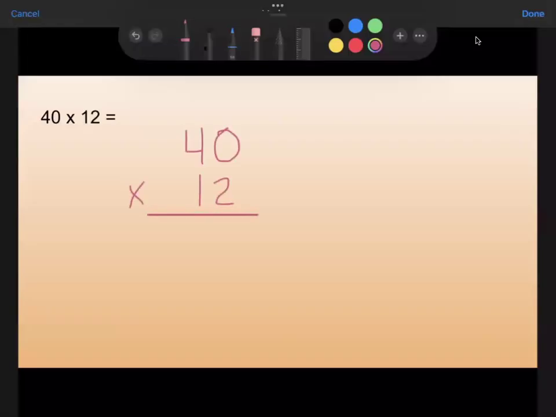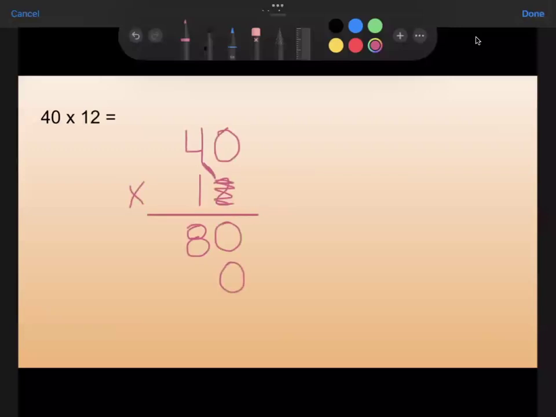Okay, so now I'm going to start by multiplying the two numbers in the ones place. That's 0 times 2, which is 0. Then I'm going to multiply the number in the tens place at the top times the number in the ones place at the bottom. So that would be these two numbers. 4 times 2 is 8.